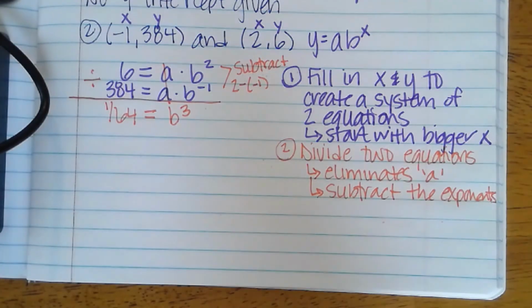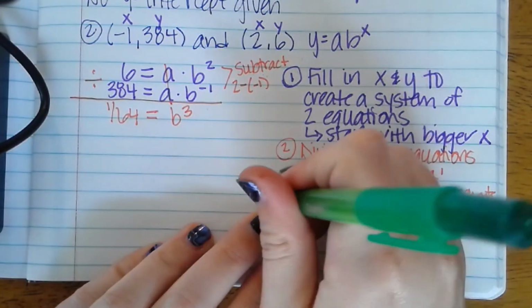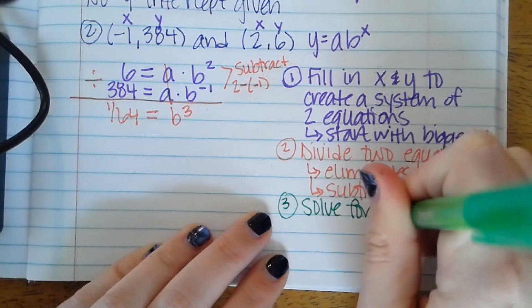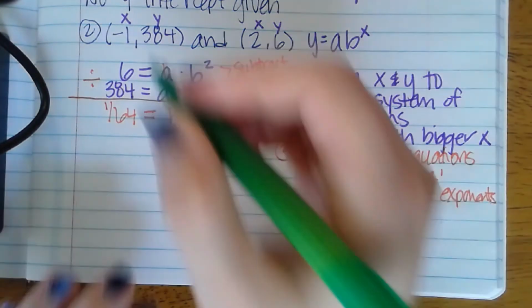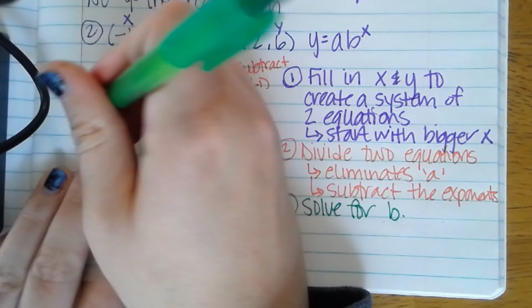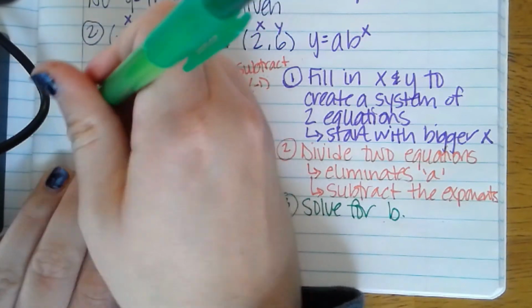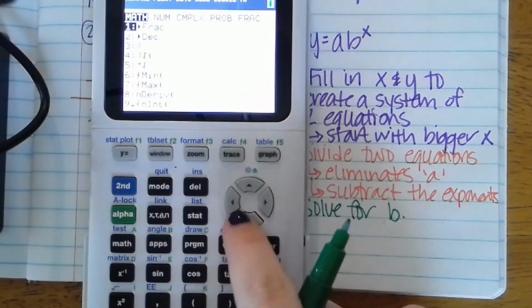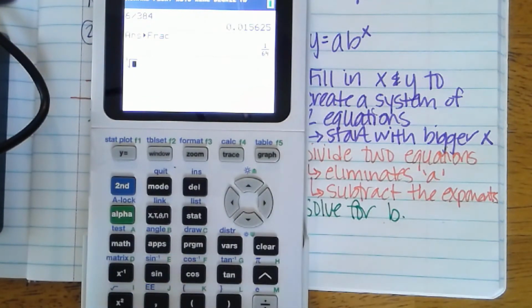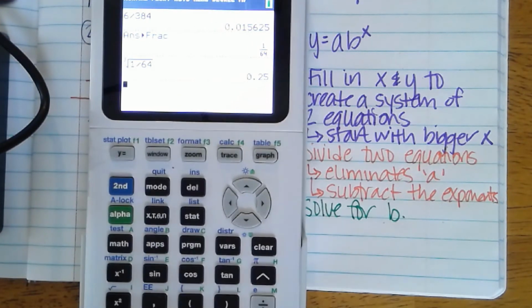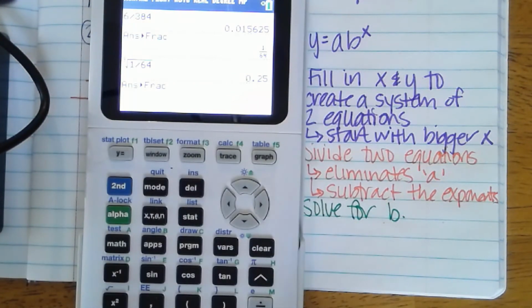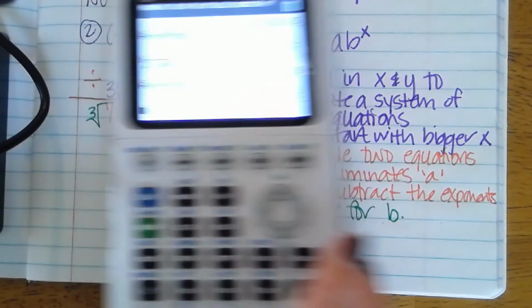Okay, then our next step is going to be to solve for b. So in order to solve for b, we need to get rid of that 3rd power. So we are going to take the 3rd root. And since I have my calculator right here, I will show you how to do that. So we hit math. We go down to the cube root, so number 4. And then 1 divided by 64. And so you can either use the decimal 0.25 or go in and change that into a fraction, which is 1/4.